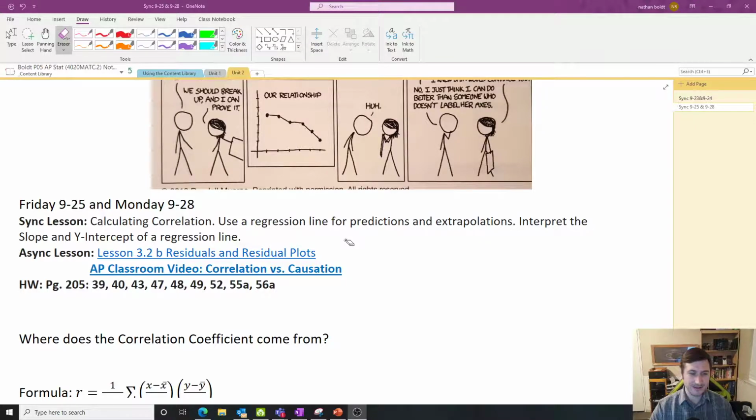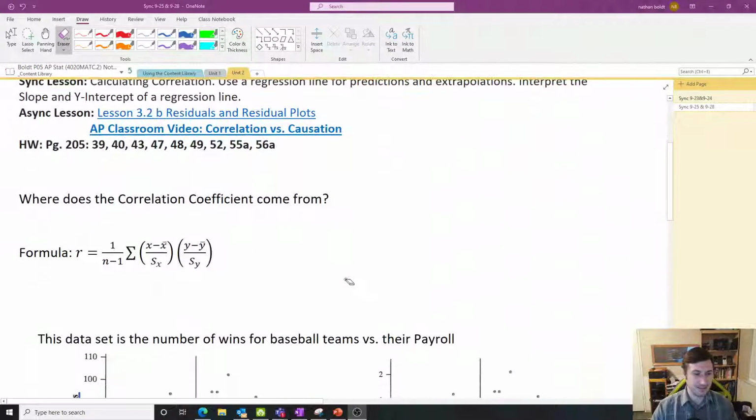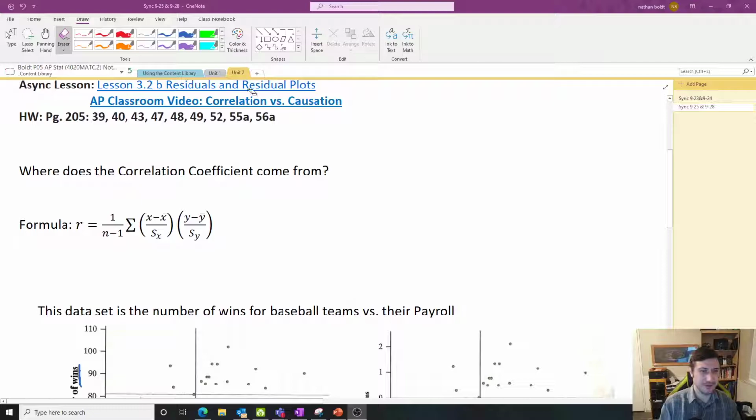All right, where does the correlation coefficient come from? Well, it starts with this big, ugly formula right here, which looks daunting at first. It's got a lot of stuff. It's got the summation formula, which we are somewhat familiar with, right? We know this means to add everything up.